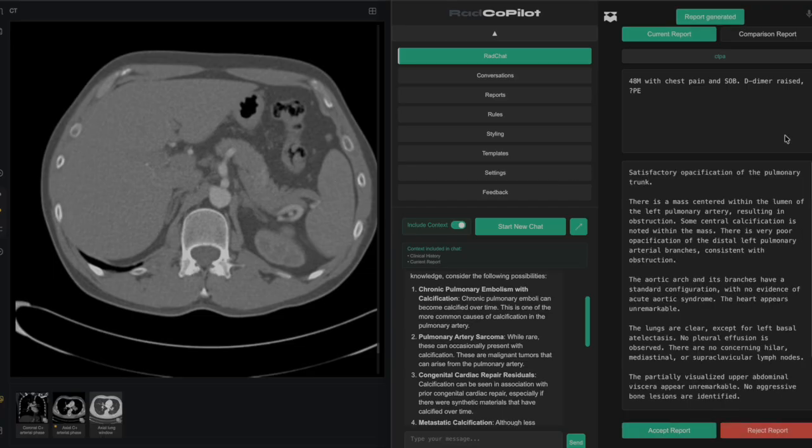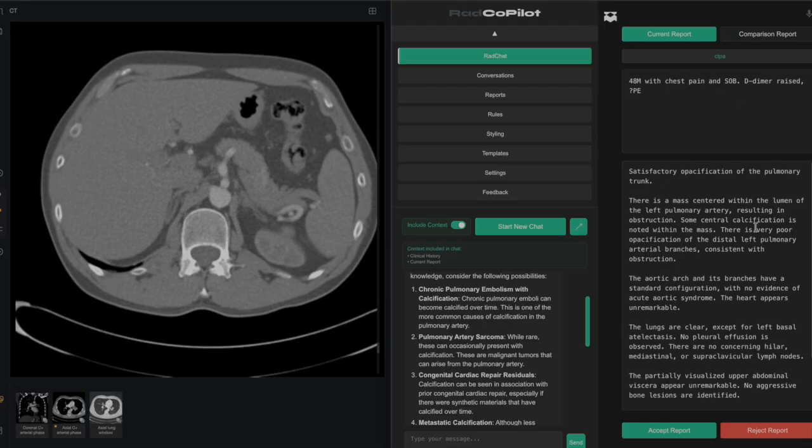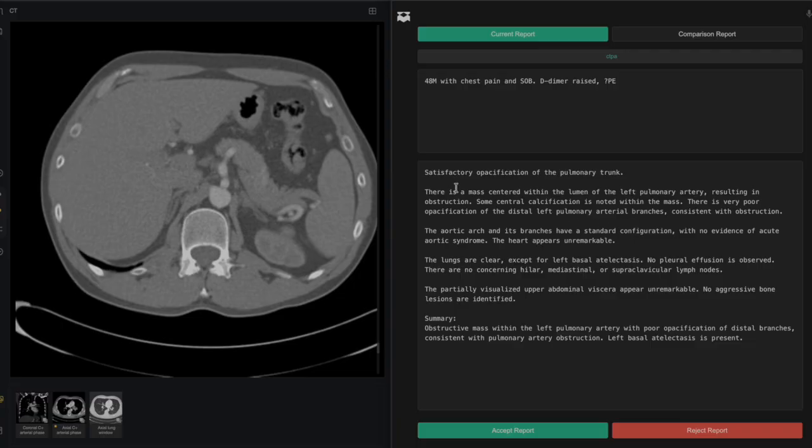Okay, so it's stuck that into my CTPA type template. Started off with some commentary about the pulmonary tree. Yeah, and it's put in other aspects of my template there. Okay, I'm happy with that. Let's leave it there. In fact, we should probably say what we thought this was. So, obstructive mass, consistent with pulmonary arterial obstruction, and pulmonary arterial sarcoma is the most likely differential. Okay, let's finish it there.